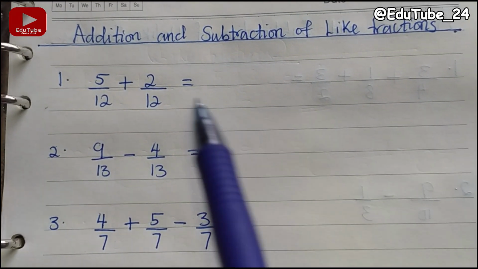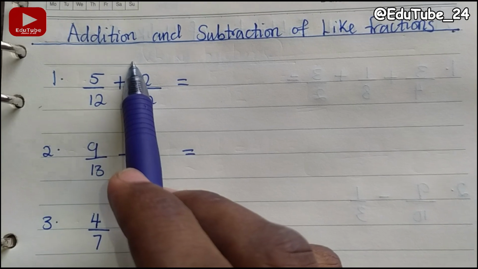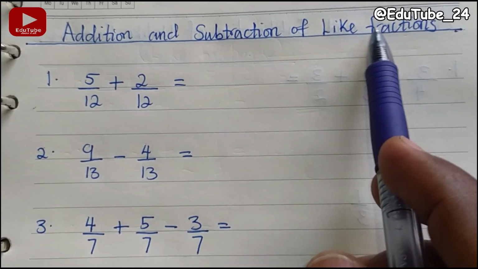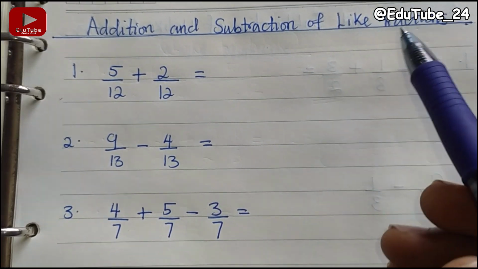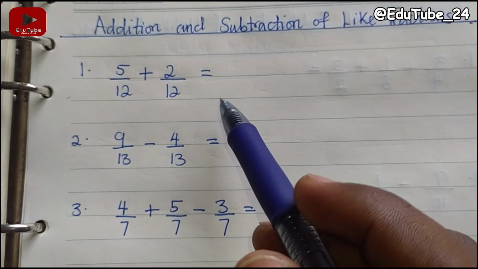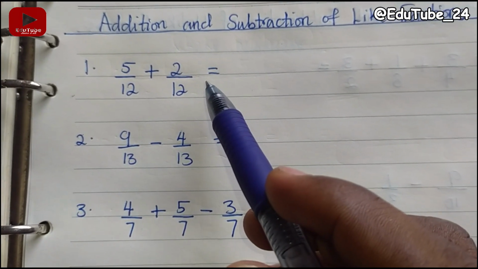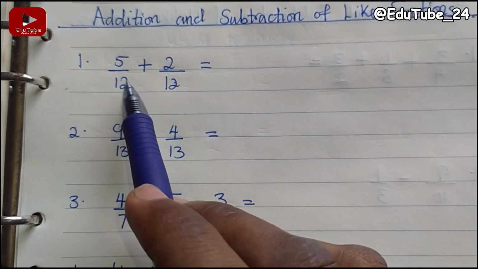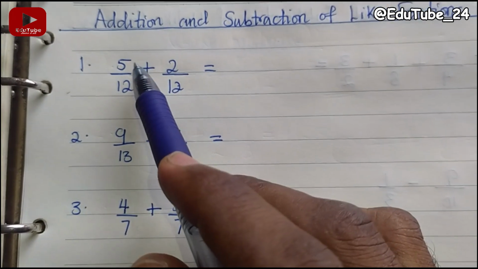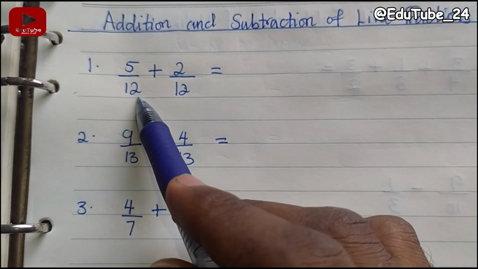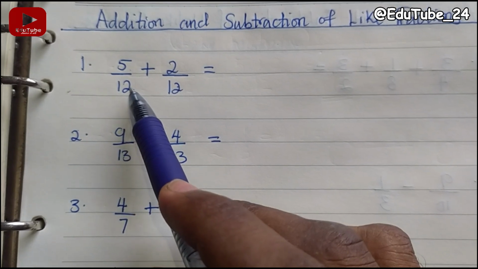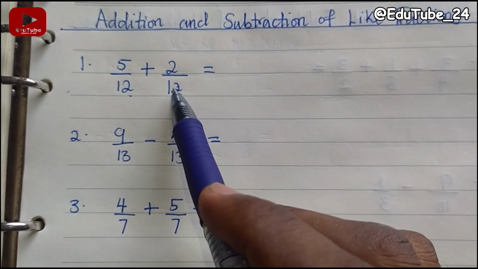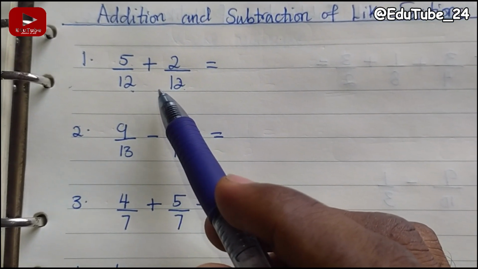In this lesson, we are going to learn addition and subtraction of like fractions. Now to begin with, what are like fractions? Like fractions are fractions with the same denominators. As you know, a fraction consists of a numerator and a denominator. So when you see fractions with the same denominators, we call such fractions like fractions.